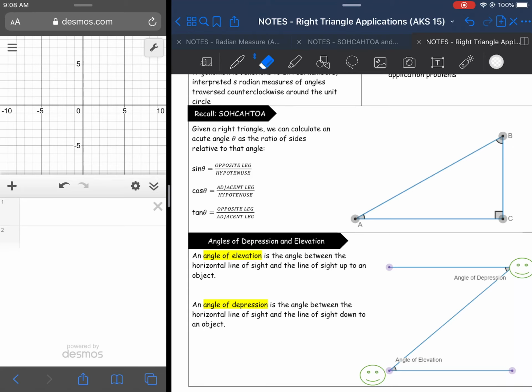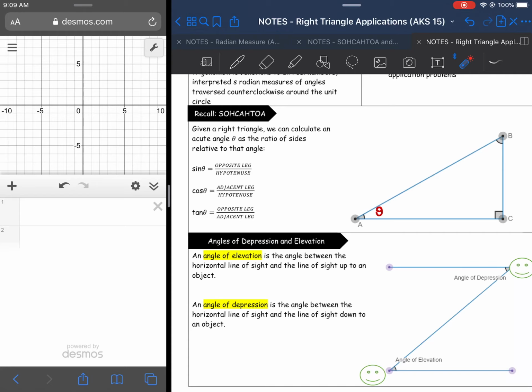So let's say that angle A is theta. Well, then the sine of theta would be the opposite leg to theta, which would be leg BC, divided by the hypotenuse, which would be AB, since AB is directly across from the 90-degree angle. So sine of theta would be the opposite leg divided by the hypotenuse, cosine of theta would be the adjacent leg divided by the hypotenuse, and the tangent of theta would be the opposite leg divided by the adjacent leg.